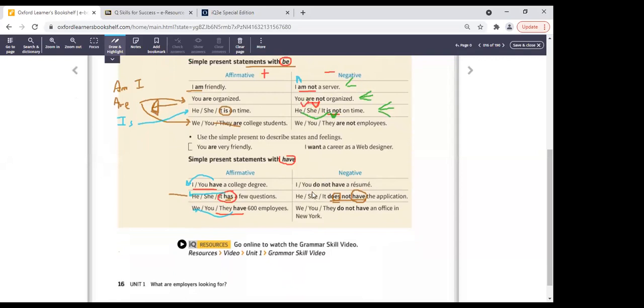Did we do the contraction for have? It's the same as the other one. Do not becomes don't. Does not becomes doesn't. Okay. Well done, everyone.